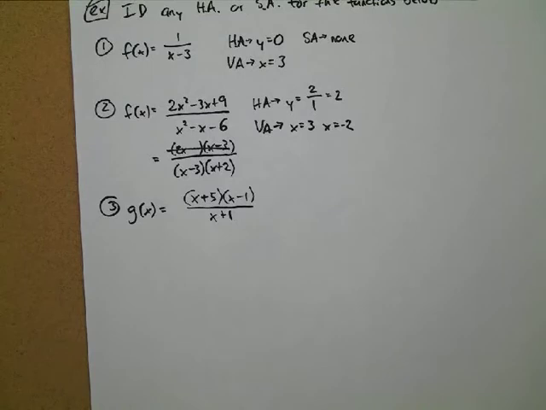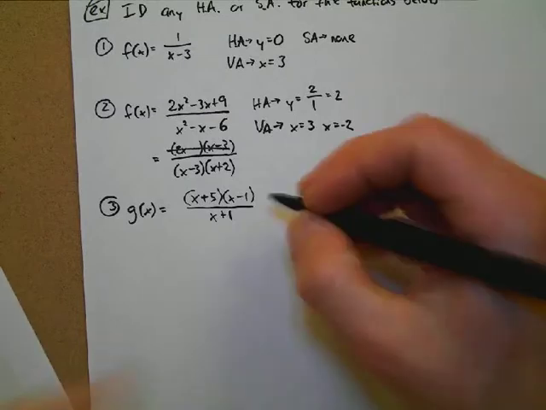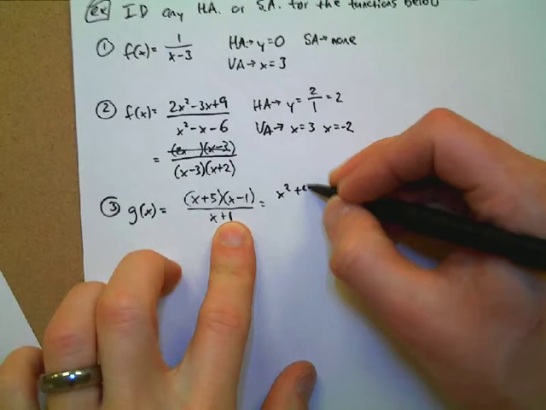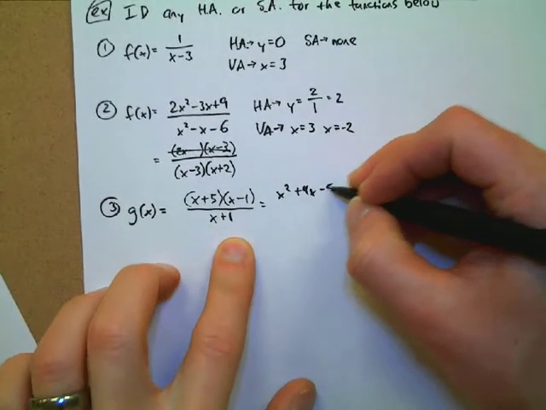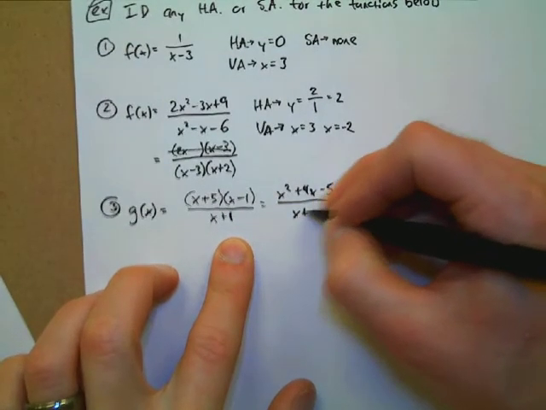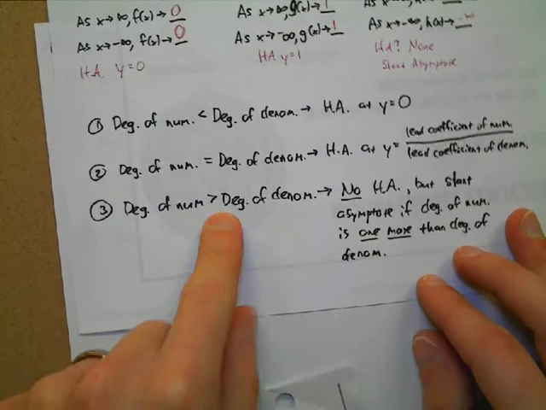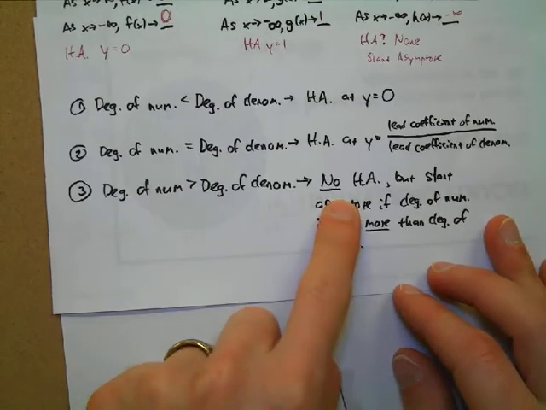What are we going to have to do here? You multiply them, right? X and x is going to make x squared. So if I were to multiply this out, I would get x squared plus 5 minus 1, so plus 4x, and then minus 5 all over x plus 1. So the degree of the numerator is really 2. What's the degree of the denominator? 1, okay? So the degree of the numerator is greater than the degree of the denominator. No horizontal asymptote.